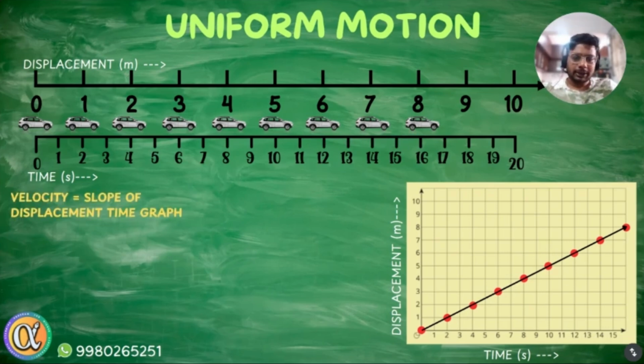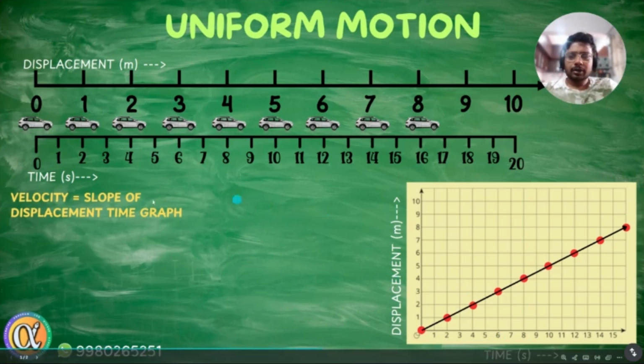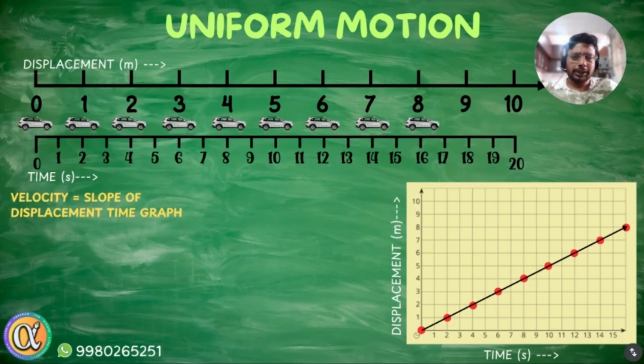You have the displacement time graph, which is an inclined line going upwards. An inclined line means it is moving at a uniform speed. Velocity can be calculated for such kind of motion, or for any displacement time graph, by measuring the slope of the displacement time graph. So in order to calculate velocity, we just need to find the slope of this graph.